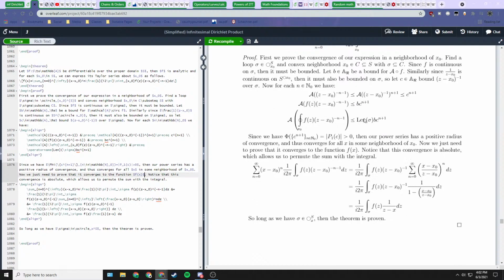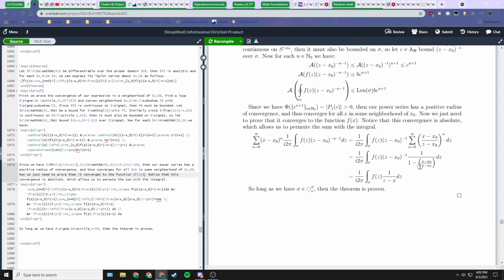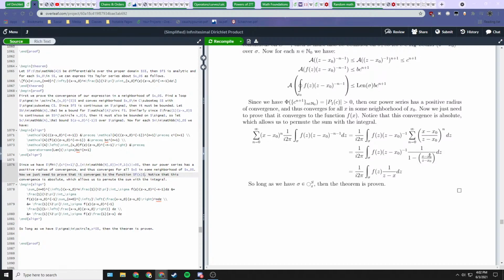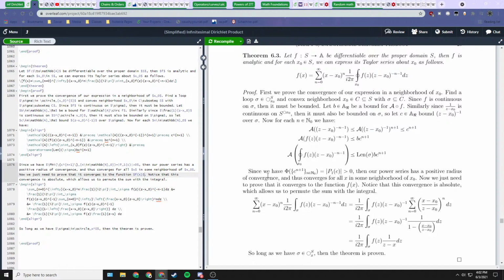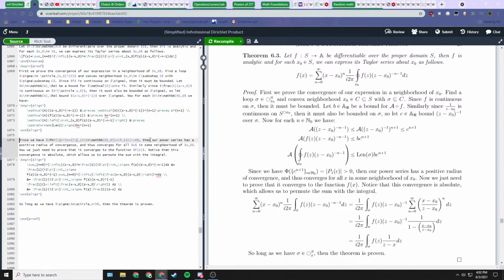Notice that the convergence is absolute, which allows us to permute the sum with the integral. So actually we can say, let's do some more specification on this bound C.